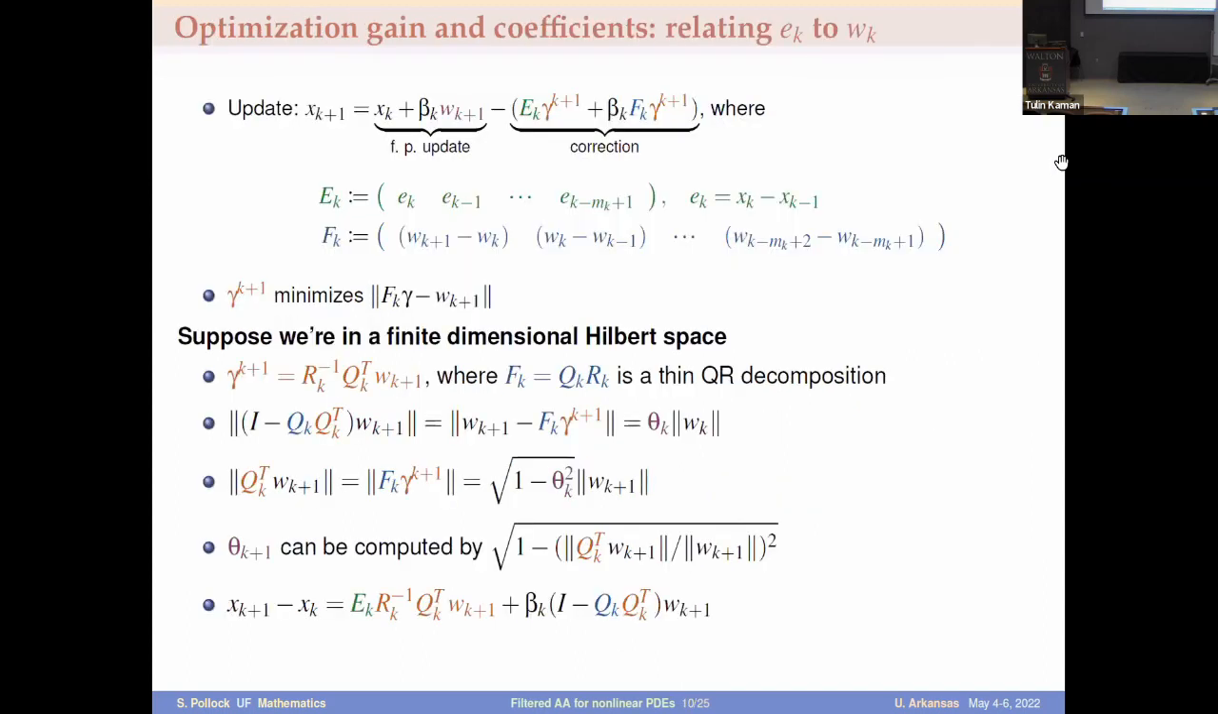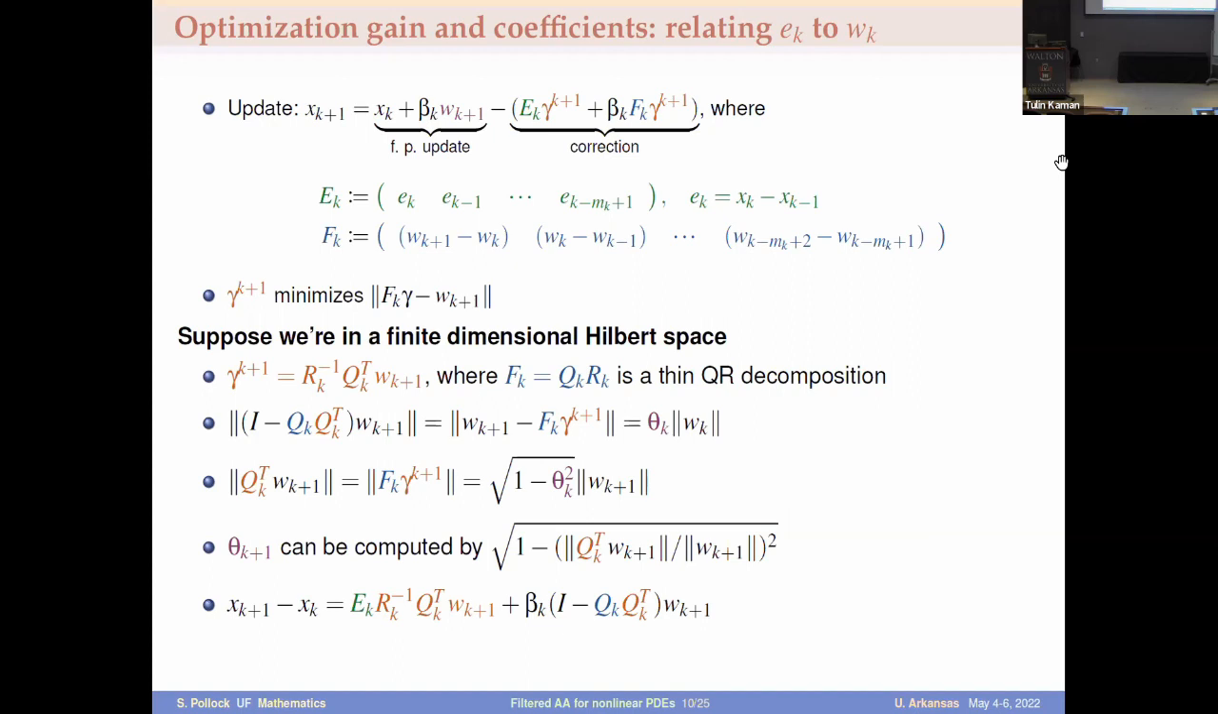But it so happens we can relate the optimization gain and coefficients. So here we have our fixed point update plus our correction step, where again Ek is our matrix of differences between consecutive iterates, and Fk contains the differences between consecutive residuals. So now let's suppose we're in a finite dimensional Hilbert space, which is going to make life a lot better.